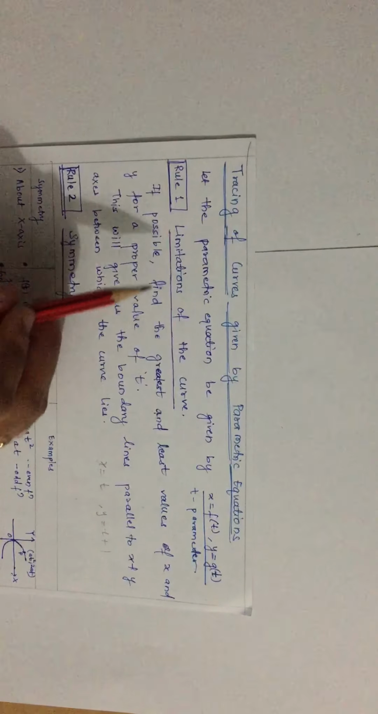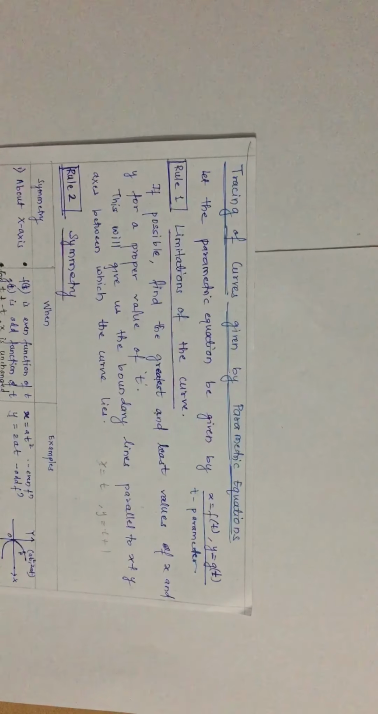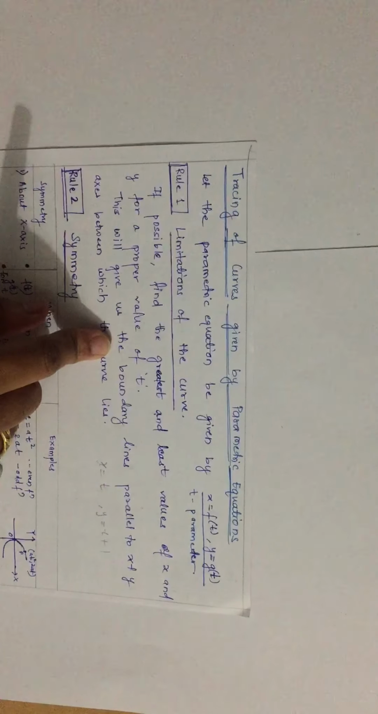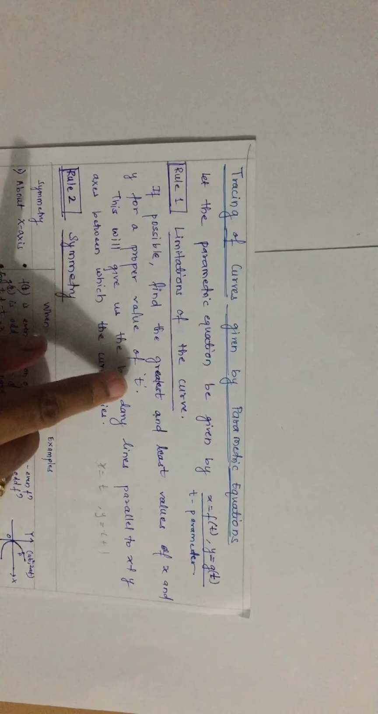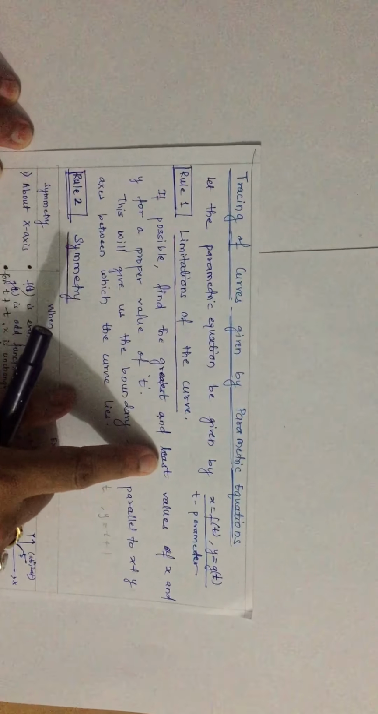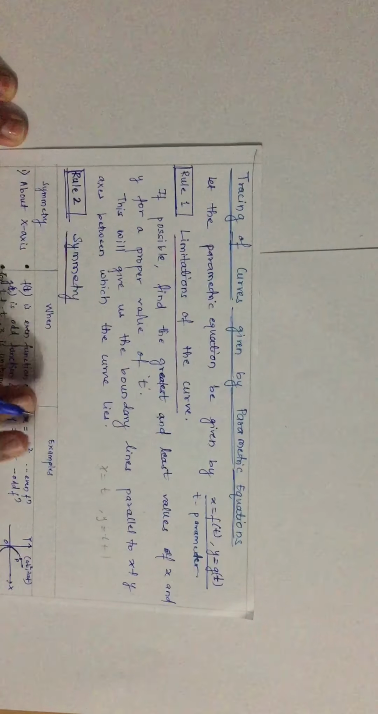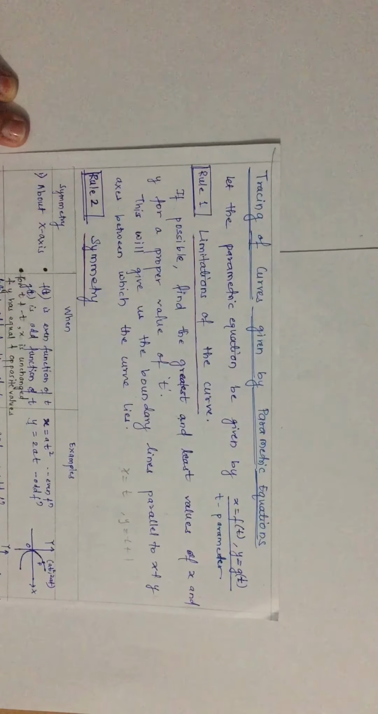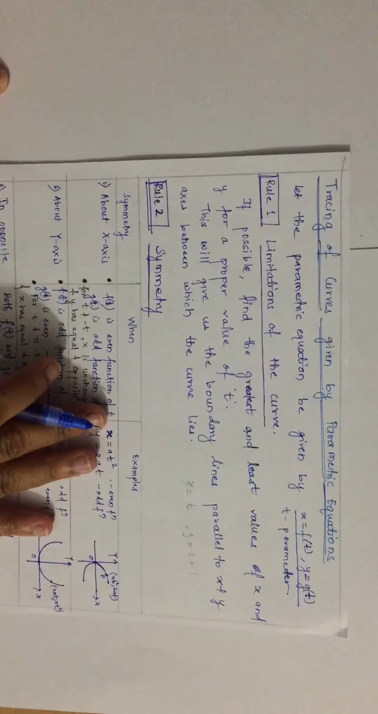Rule 1 says limitations of the curve. That means find the limit values of the variables x and y depending on t, or in simple words, find the greatest and the lowest value of x and y for some proper value of t. What will this give? This will give us the boundary values, or you can say this will tell us between which values the curve will lie.